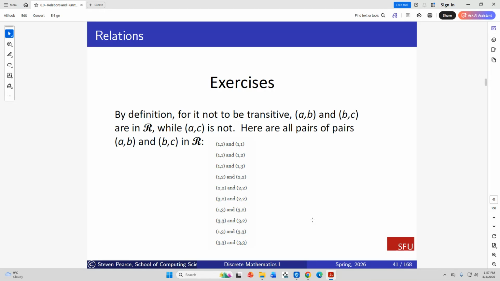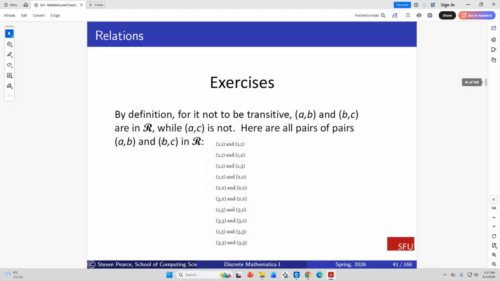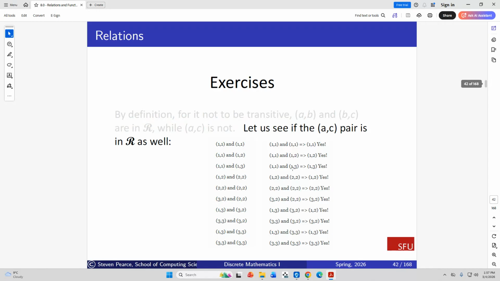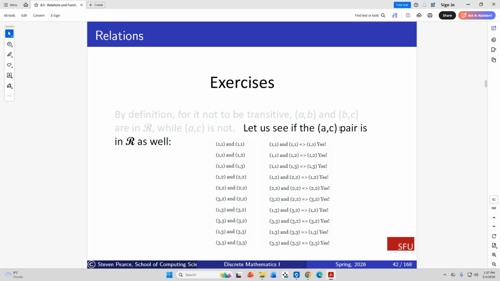Here, the pairs AB and BC are in R, okay? And we have 1,1, 1,2, 1,3, 2,2, 2,3. So this is definitely reflexive. And so let us see if the arc AC is there. We've got AB and BC. Let's look now for AC. And we run through this, yes, yes, yes, all the way through.